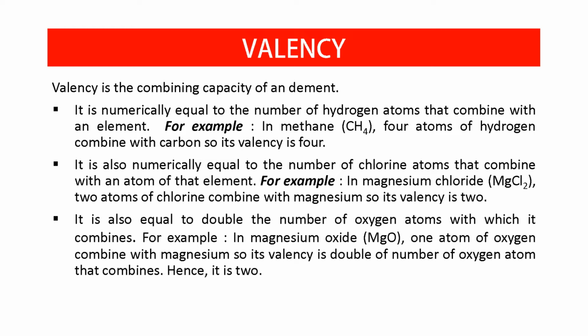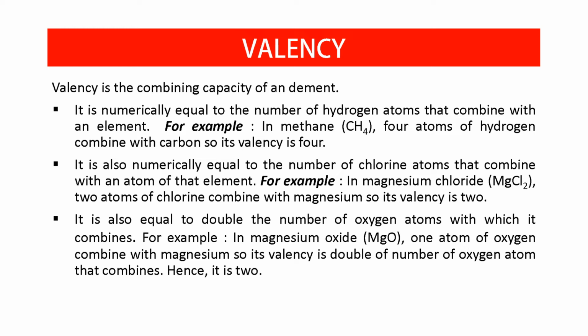So the first example is, it is numerically equal to the number of hydrogen atoms combined with that element. So keep it in mind that valency is numerically equal to the number of hydrogen atoms combined with that element. For example, methane. The formula of methane is CH4. So there are 4 hydrogen atoms combined with carbon. You can see. So the valency of carbon is 4.